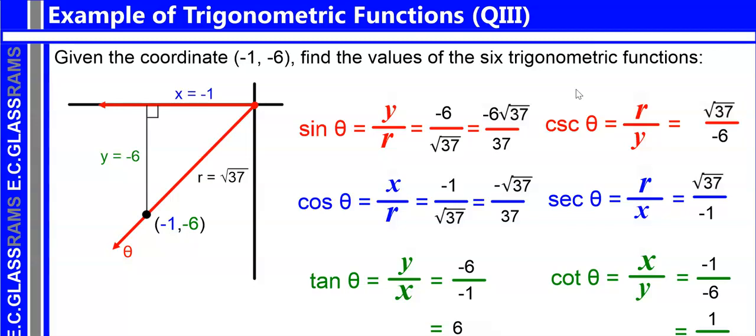You multiply both top and bottom by the square root. So sine's final answer is negative 6 square root 37 over 37. And then cosine's final answer is negative square root of 37 over 37.